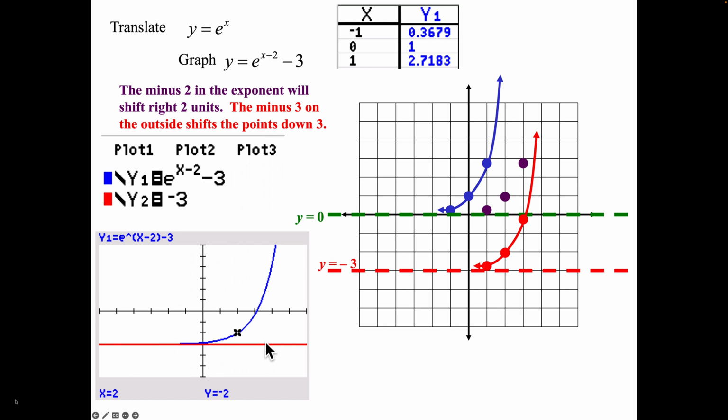There's my horizontal asymptote. 2, negative 2, that's the check of your common point. 2 to the right, down 3, puts me at 2, negative 2. That matches up, so I know everything's looking good.